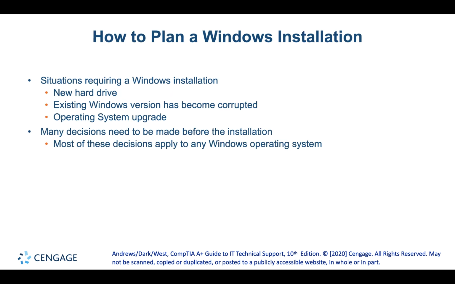There are several reasons why one would be required to install Windows. You're adding a new system, you're installing a new hard drive, your existing system is corrupt or damaged, you are upgrading your system. But before you install, there are many options and decisions that you need to make. Many of these decisions apply to any installation of an operating system, but we'll cover these in detail as we go along.